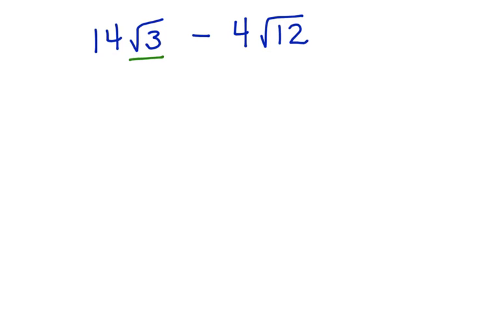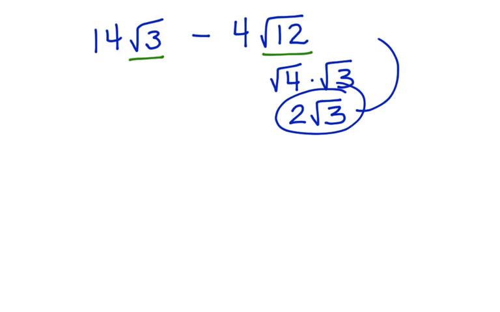Right away you can see that these are not alike. So let's break down the larger of the two. Let's break down square root of 12. That can break down into square root of 4 times the square root of 3. Square root of 4 is 2, so 2 square roots of 3. Now we can substitute this back in for the square root of 12.